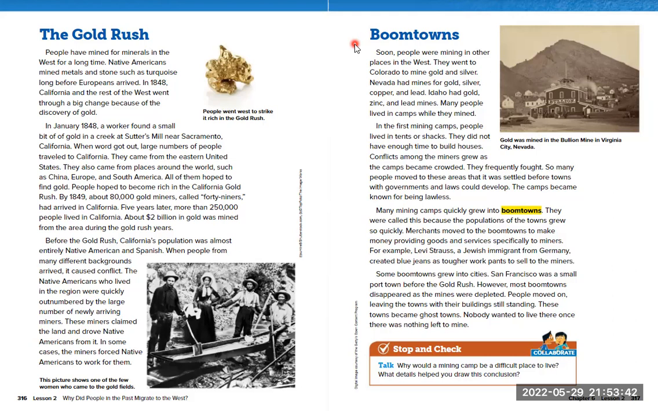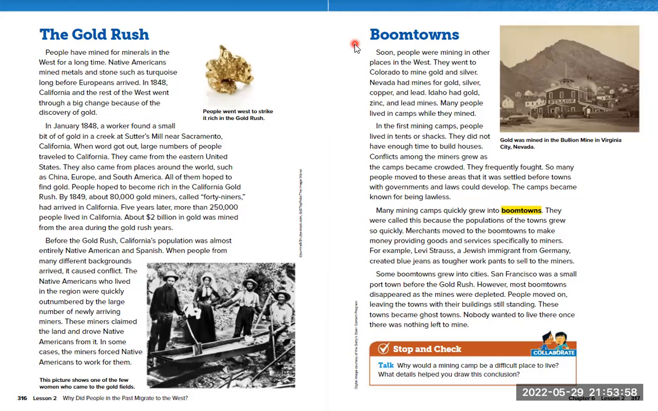Conflicts amongst the miners grew as the camps became crowded. They frequently fought. So many people moved to these areas that it was settled before towns with governments and laws could develop. The camps became known for being lawless.